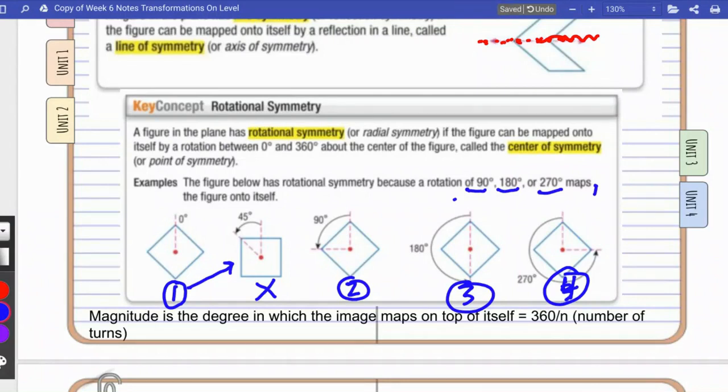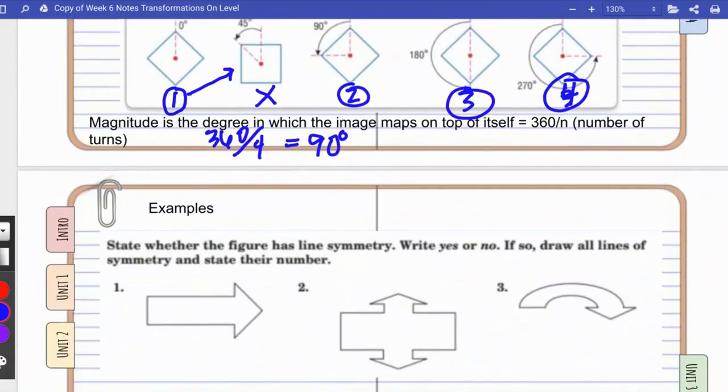So if I want to find the magnitude, it's the degrees in which the map's onto itself. We can take 360 divided by the number of turns. Typically, the number of turns is also the number of sides if it's a regular polygon. Since this is a square, we could turn it 4 times. So that's 360 divided by 4, which is 90 degrees. Let's try some examples.